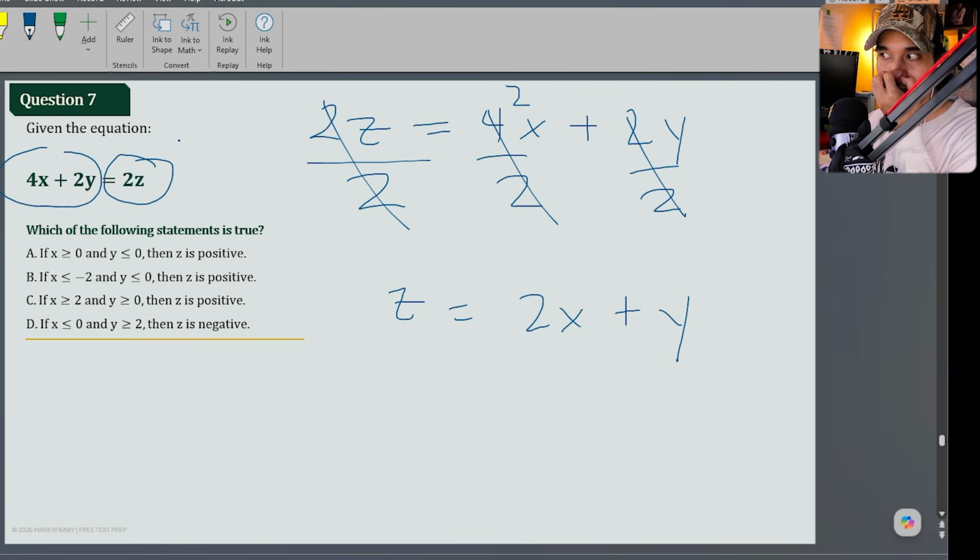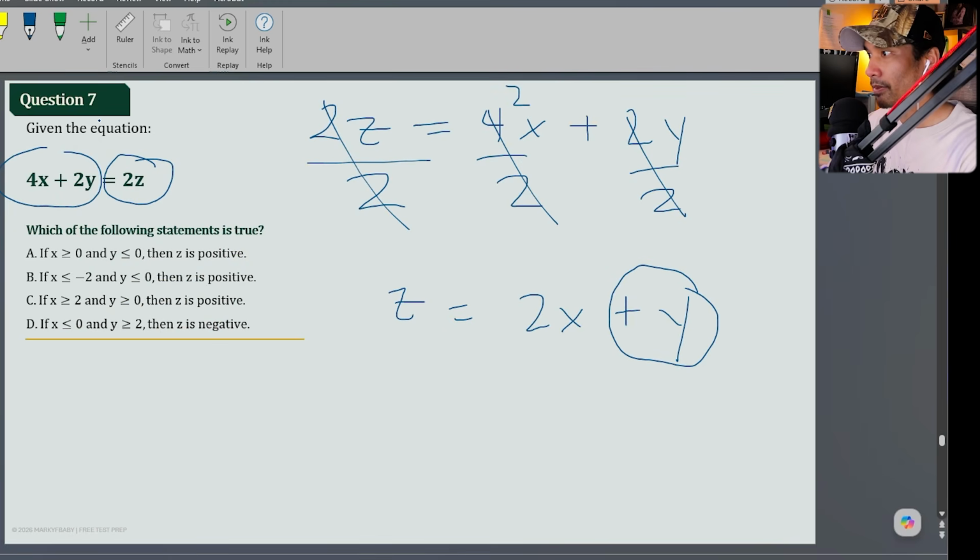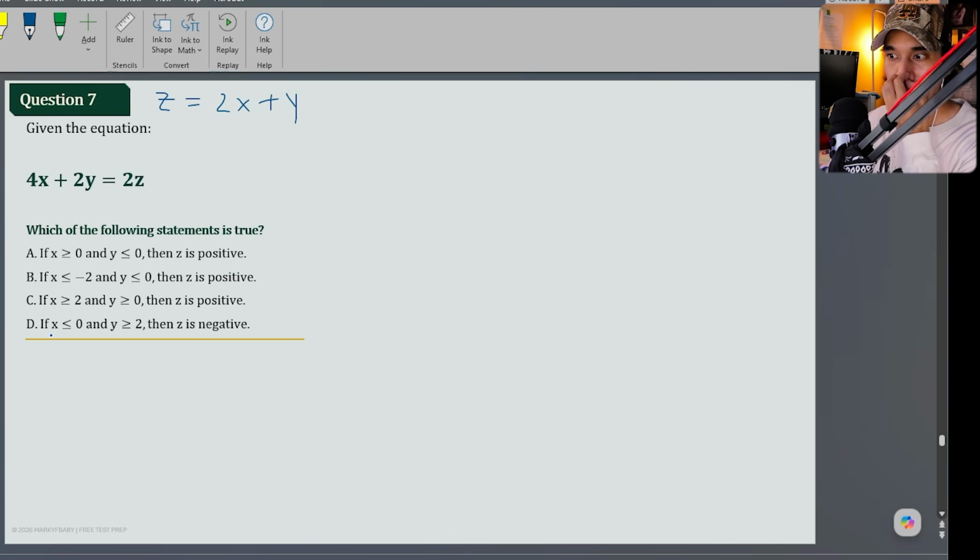This is just like the previous question, except we have a plus y here, and we had a minus y on question number 6. So I'm just going to write z equals 2x plus y. Okay, let's go ahead and test each statement. If x is greater than or equal to 0, and y is less than or equal to 0, then z is positive. Well, we have to make sure that it is always true.